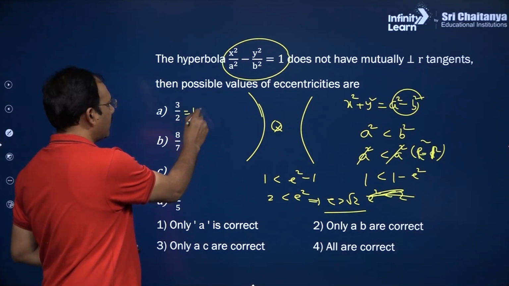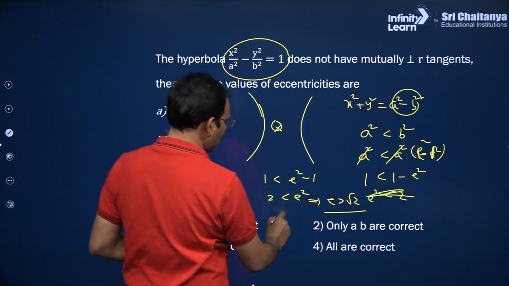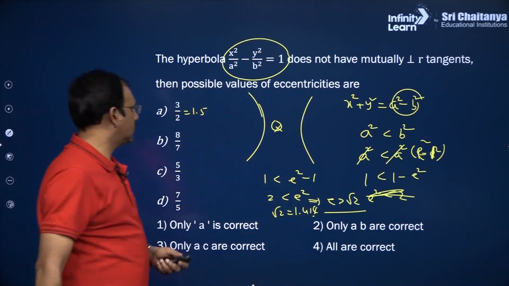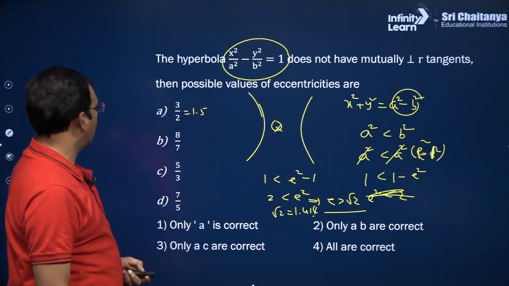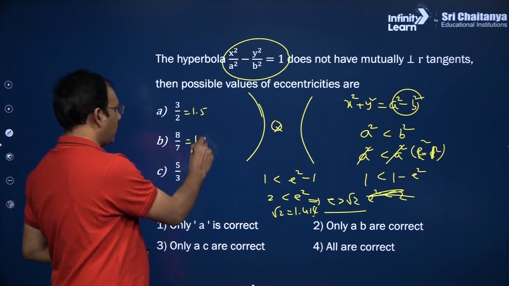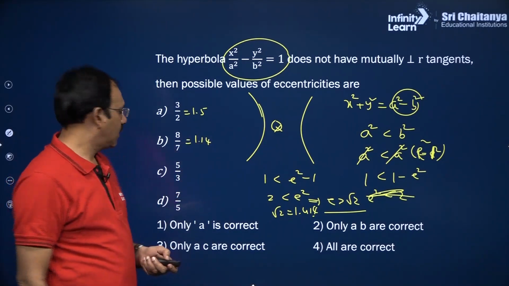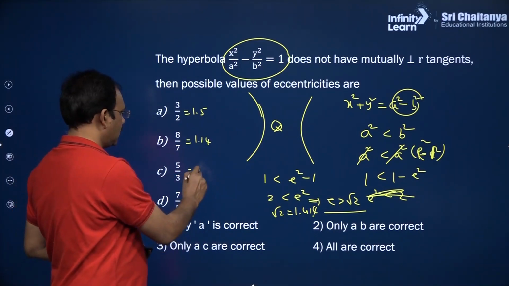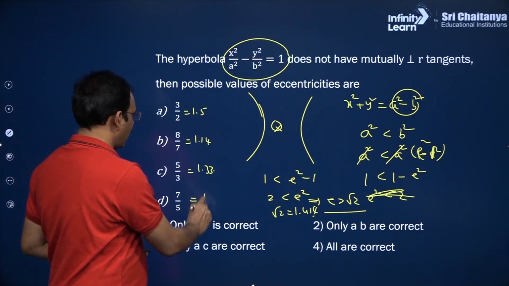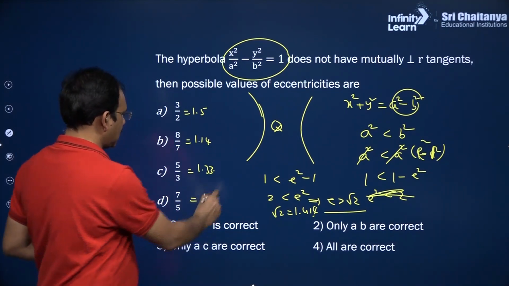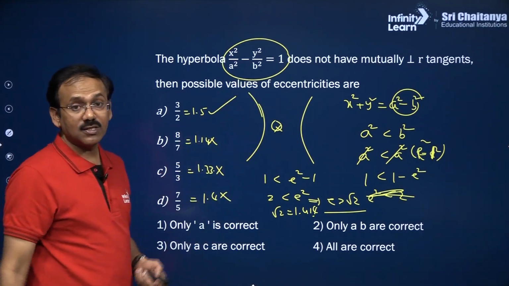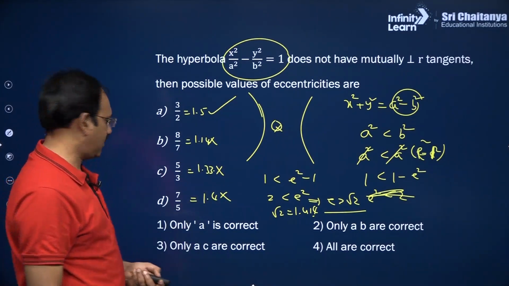3 by 2 is 1.5. Root 2 is 1.414. Yeah. Right, 8 by 7 is 1.142857. 5 by 3 is 1.33. 7 by 5 is 1.4. So, this cannot be, you just check, this cannot be, this is okay, because it must be more than root 2, my dear friends.